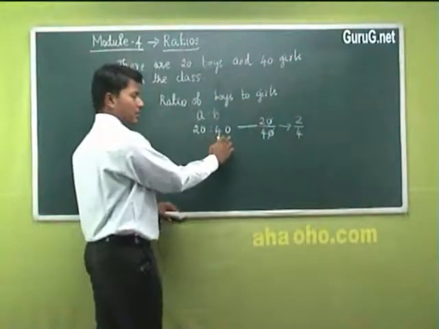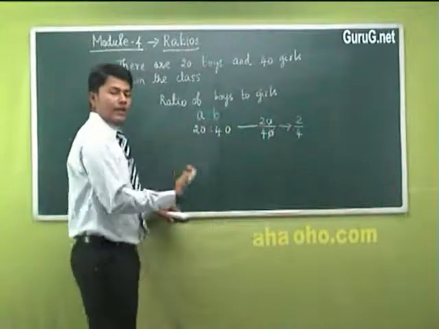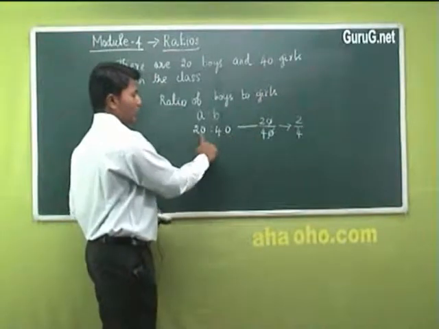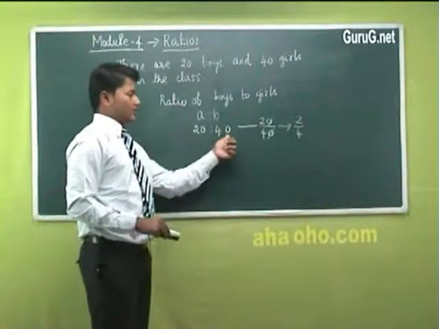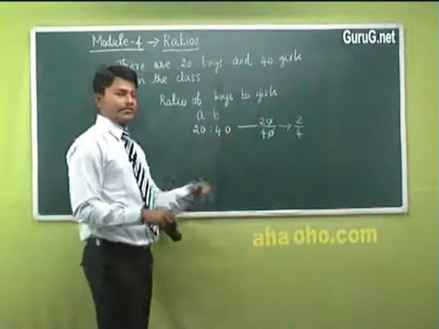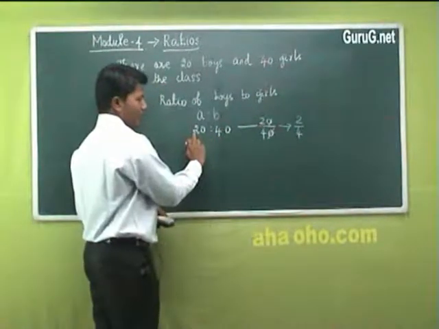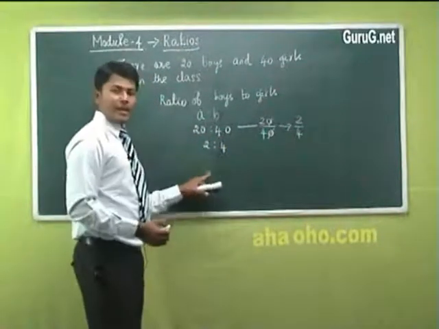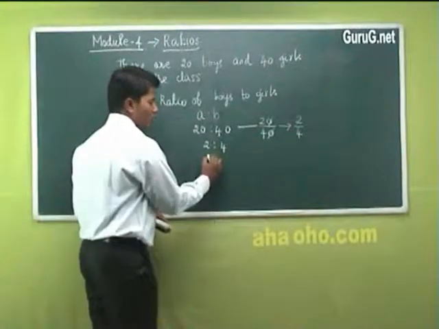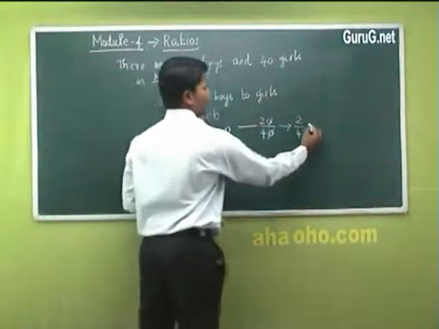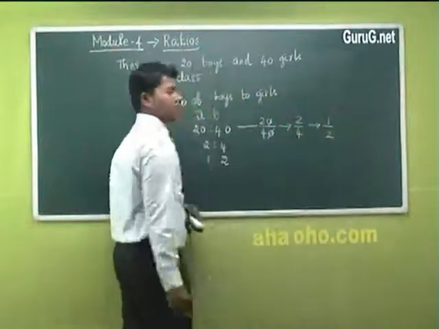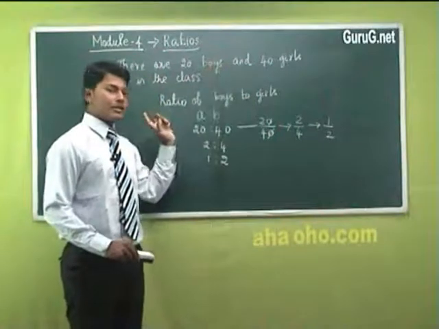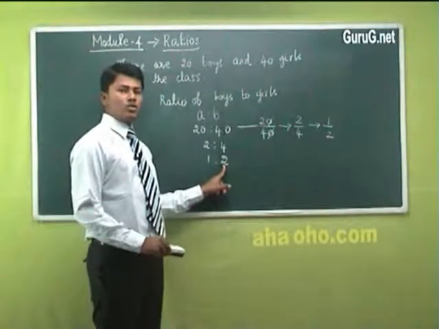Similarly, the ratio can be reduced to simple form. Any ratio can be reduced to the simplest form, but you need to divide both the numbers by the same factor. In this case, you can divide by 10 on both sides and you will get 2 is to 4. Still it can be reduced. Dividing by 2 on both sides, 1 is to 2. So what is the ratio of boys to girls in this particular class? It is nothing but 1 is to 2.